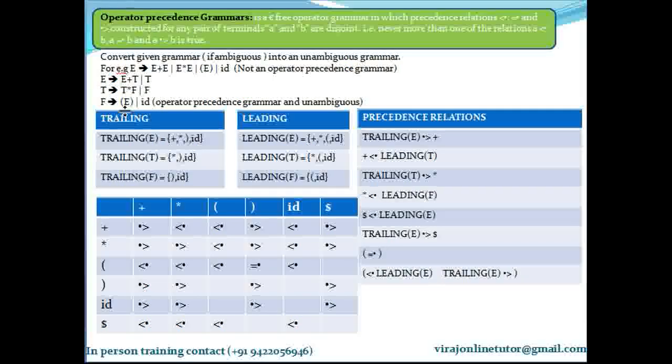I checked that gamma was epsilon here, so open bracket was put in the leading of F. Then gamma was epsilon here, so ID I have kept in leading of F. Then gamma was a single non-terminal, so asterisk I placed in leading of T. Capital E was a single non-terminal, so I placed plus into leading of E.